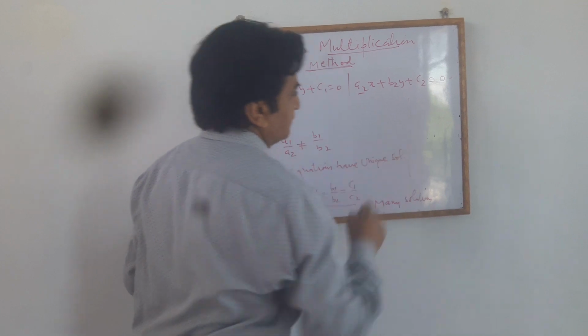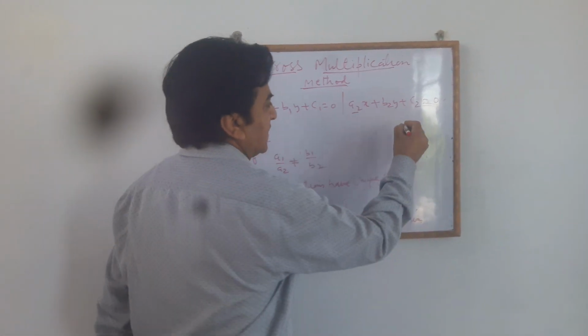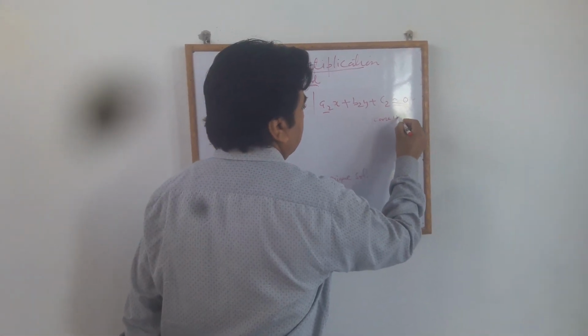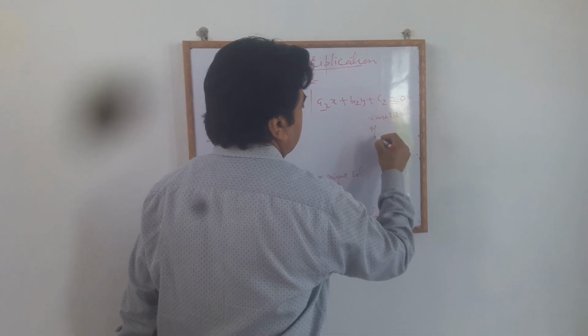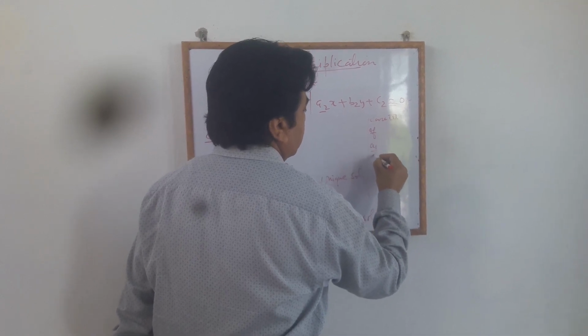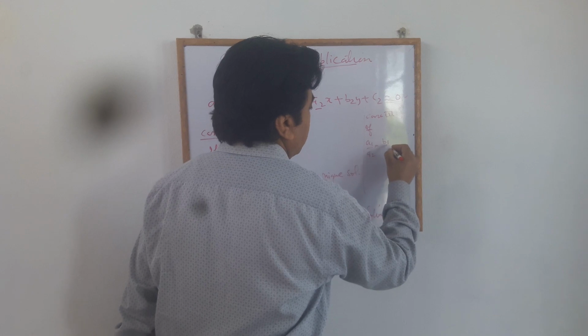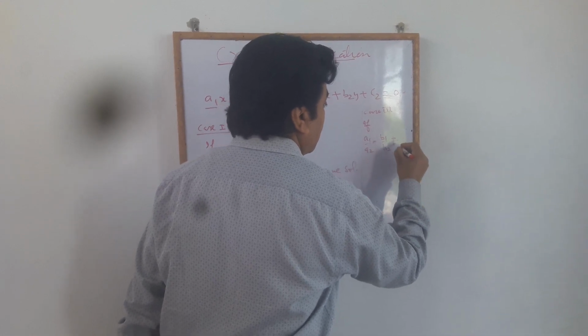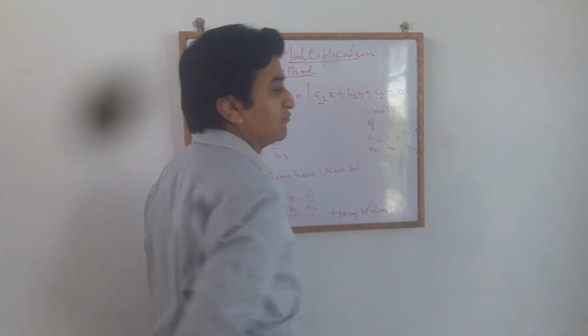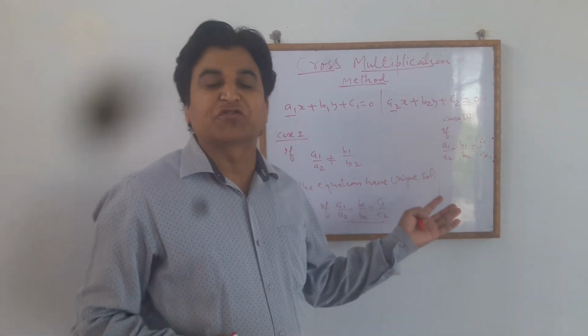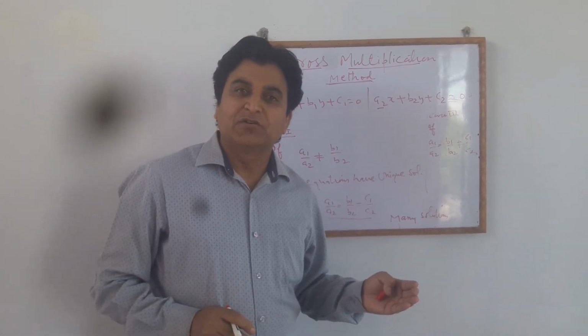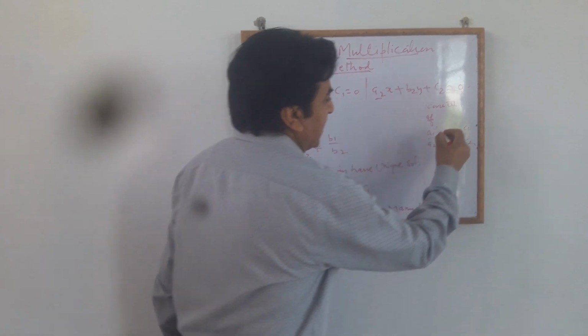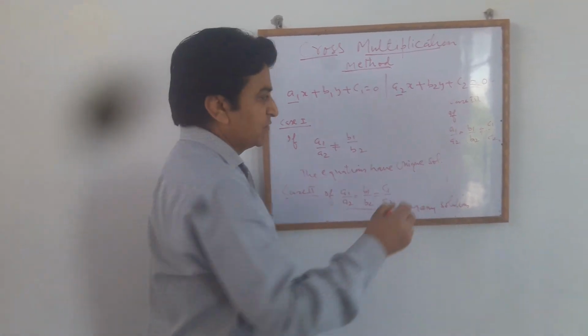Now we are left with 1. Case 3: if a1 upon a2 is equal to b1 upon b2 not equal to c1 upon c2, then which type of solutions? How many solutions? You remember? It means lines are parallel and they have no solution.